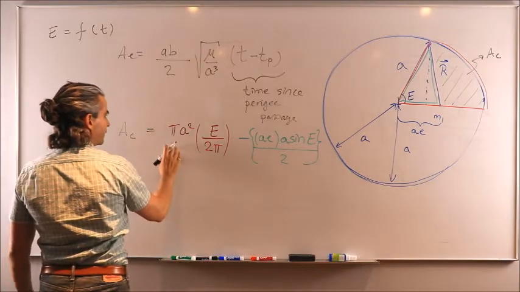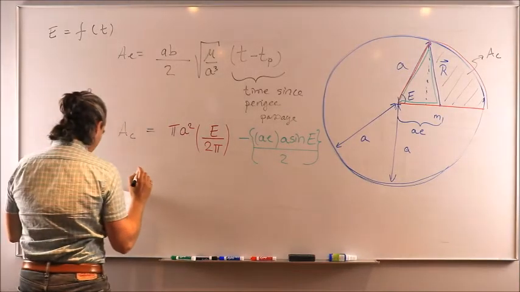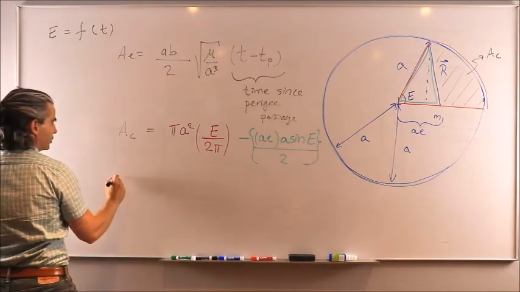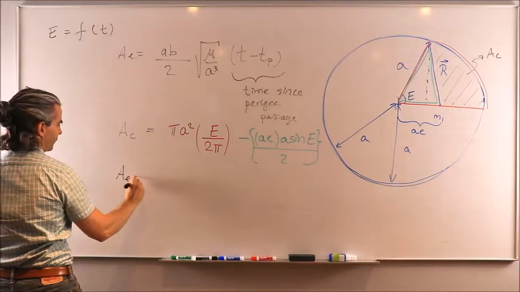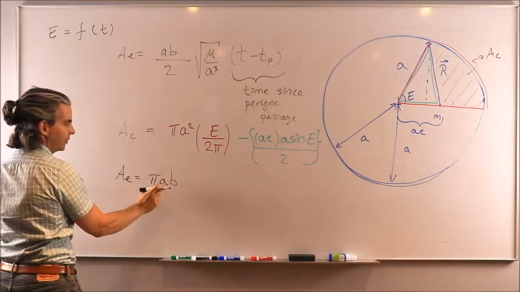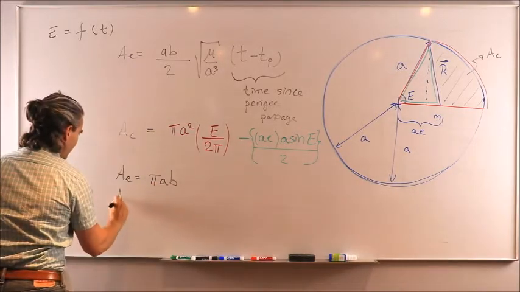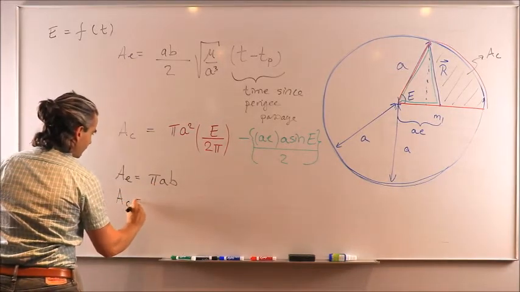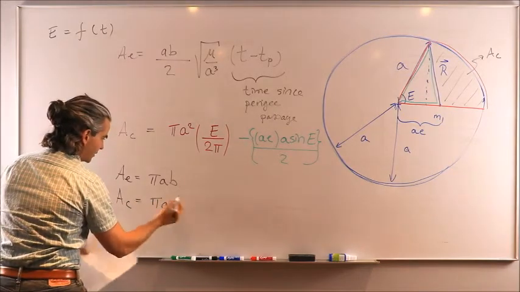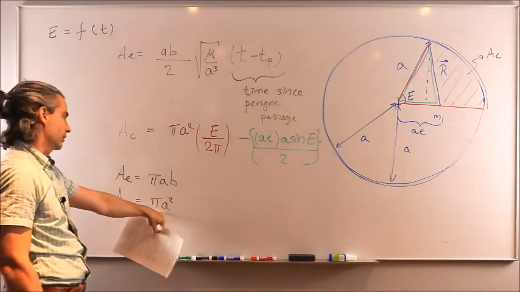Let's leave it as that for now. And let's now look at the area of an ellipse versus the area of a circle. So the area of an ellipse is pi AB, pi times semi-major axis times semi-minor axis. Whereas the area of a circle would be pi times its radius squared, or A for the radius of the circle in our example here.